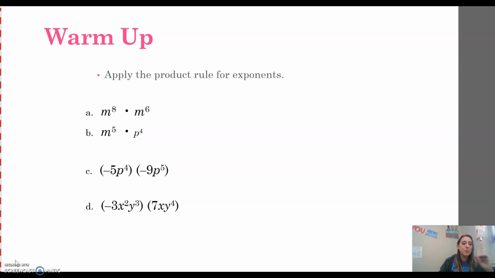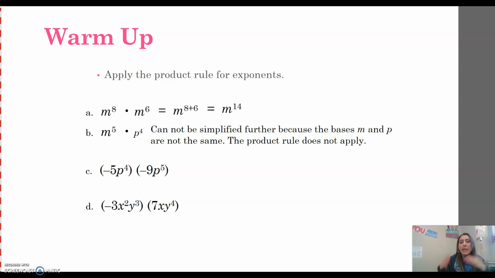Okay, so remember when you multiply a base by a base, you add the exponents. So the first thing that we're going to do is add those exponents. So m to the 8th times m to the 6th is m to the 14th. M to the 5th times p to the 4th, no, those bases don't match. So we can't actually simplify those any further because the m and the p are not the same. So the product rule does not apply.